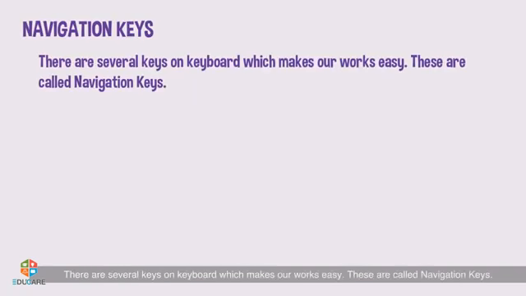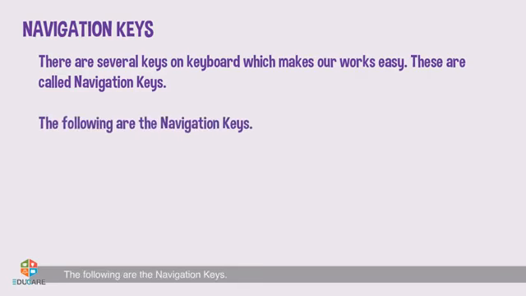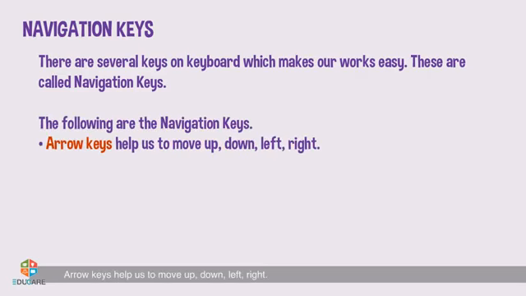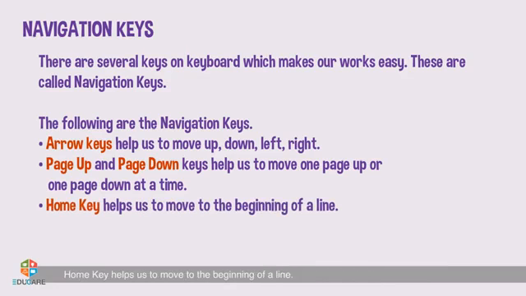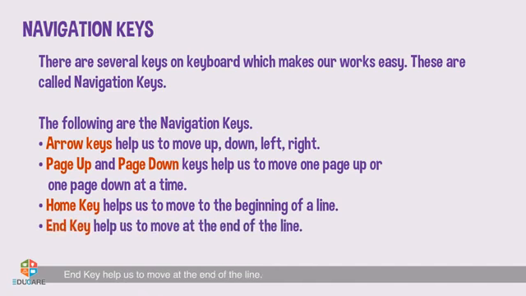Navigation keys. There are several keys on the keyboard which make our work easy. These are called navigation keys. The following are the navigation keys. Arrow keys help us to move up, down, left and right. Page Up and Page Down keys help us to move one page up or one page down at a time. Home key helps us to move to the beginning of a line. End key helps us to move to the end of the line.